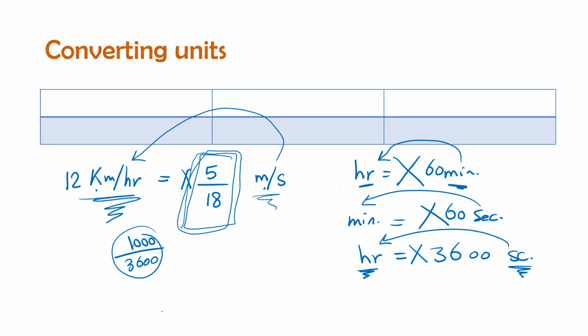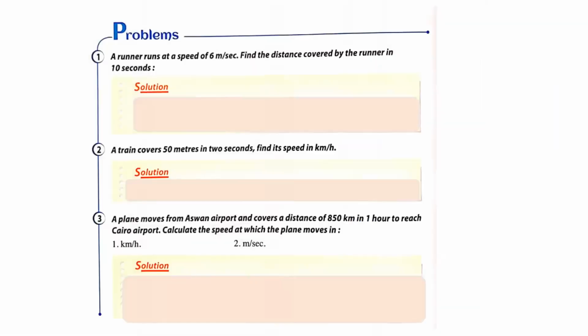Let's answer some problems to practice this. A runner runs at a speed of 6 meters per second. Find the distance covered by the runner in 10 seconds. What am I going to do?